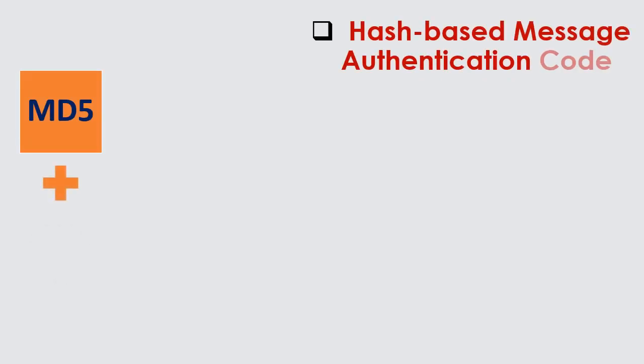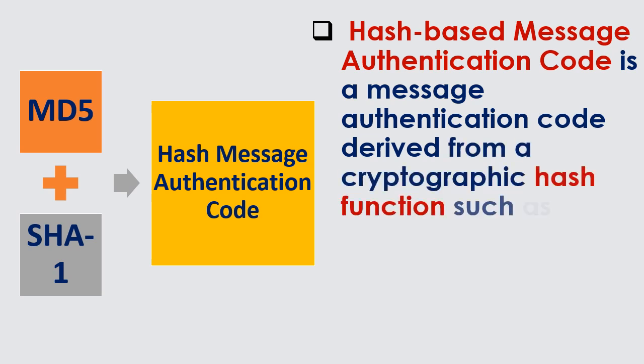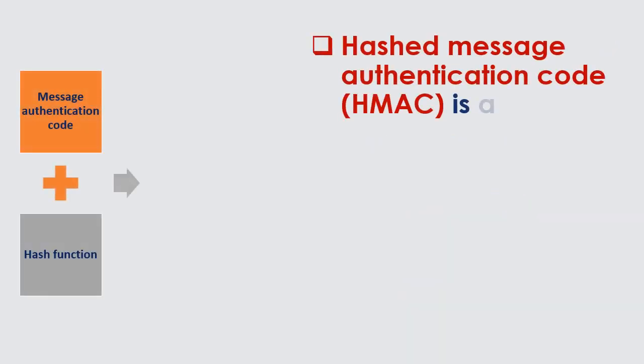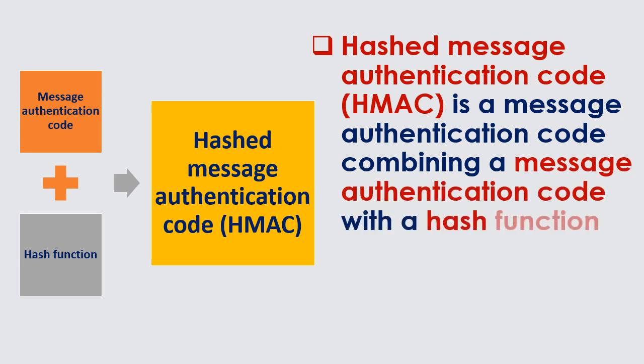Hash-based message authentication code is a message authentication code derived from a cryptographic hash function such as MD5 and SHA-1. Hashed Message Authentication Code, HMAC, is a message authentication code combining a message authentication code with a hash function.